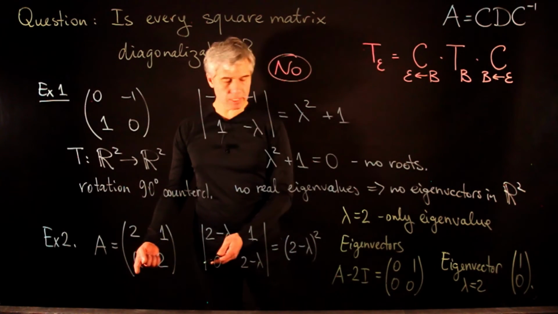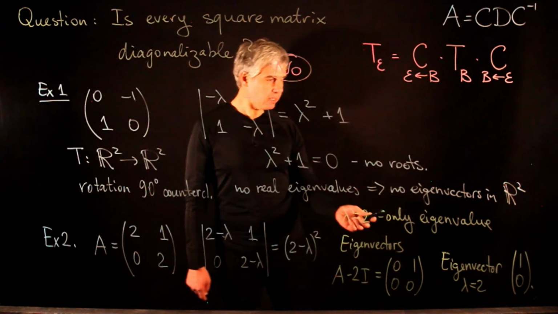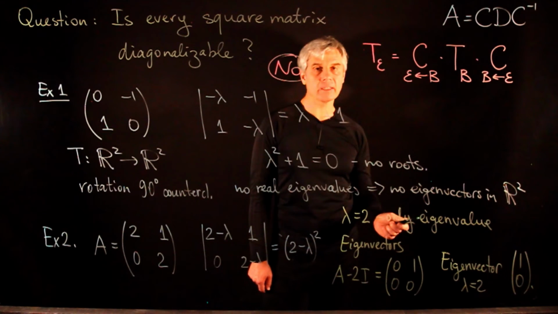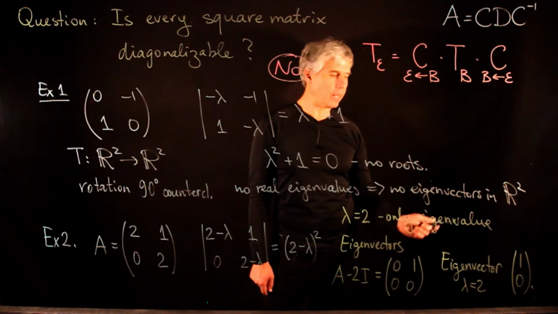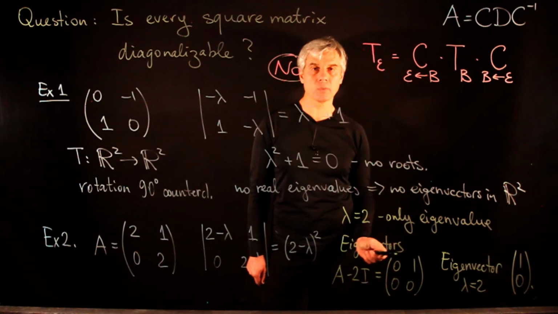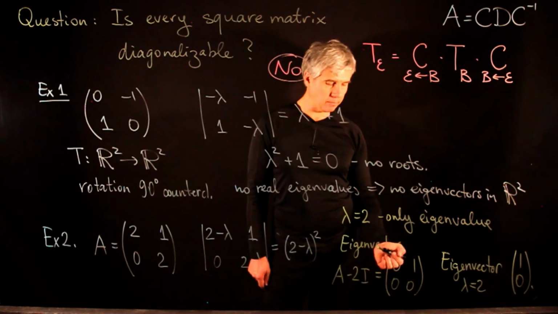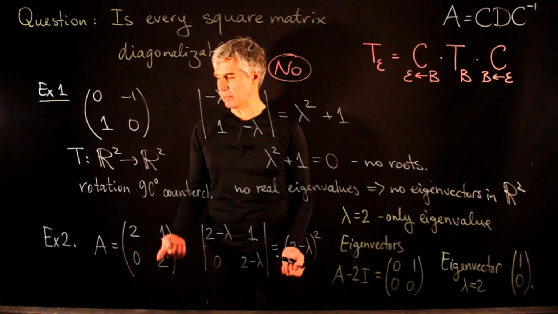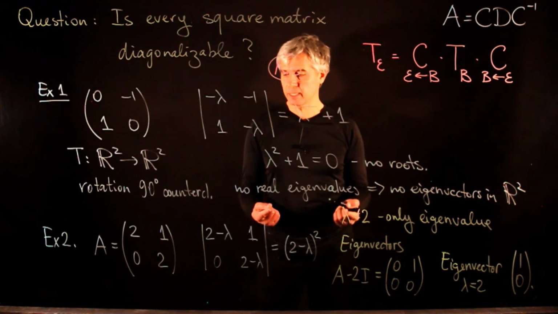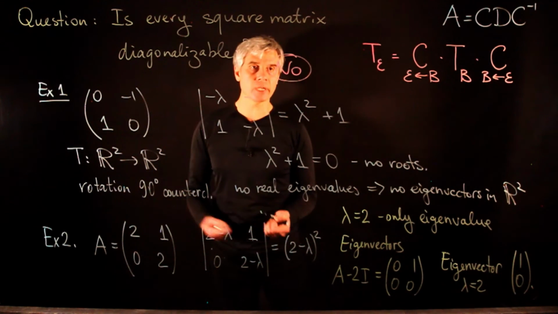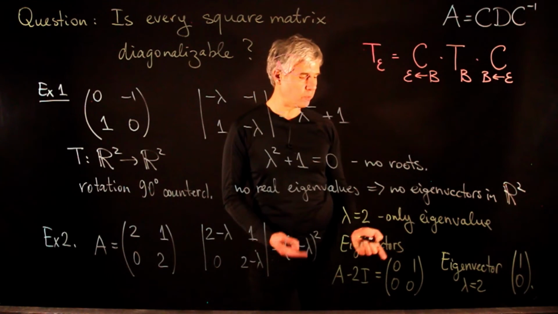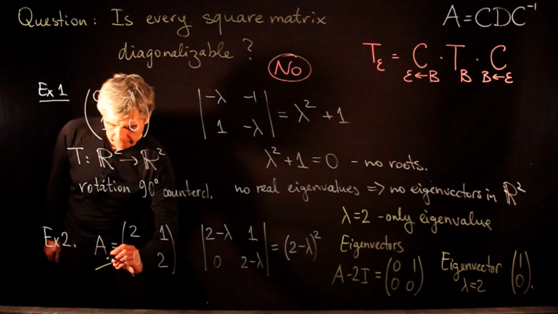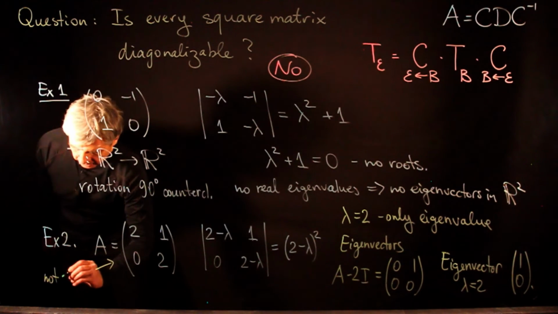So what we see for this matrix is that we have a single eigenvalue, and there is a single eigenvector for this eigenvalue. There are no other eigenvectors that are not proportional to this one. So this tells us that for this matrix, we simply are not able to construct the basis of R2 that consists of the eigenvectors. And this was our requirement for diagonalization. And so the conclusion is that this matrix here is not diagonalizable.